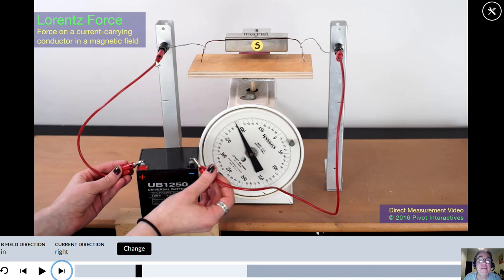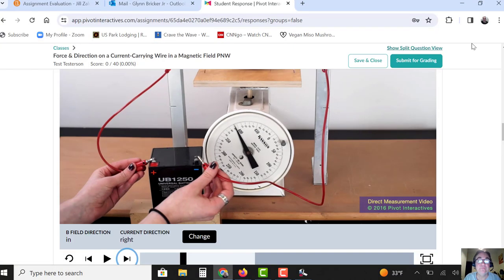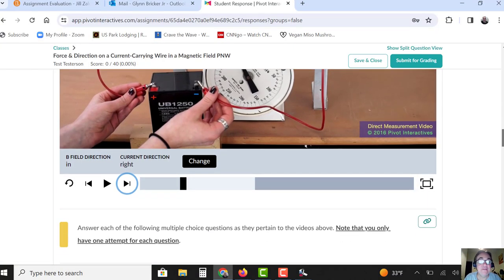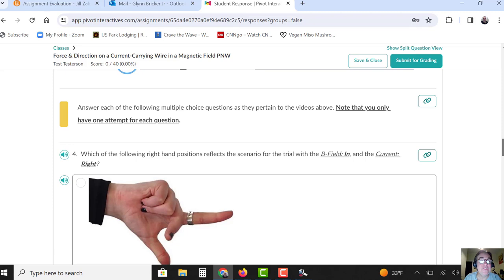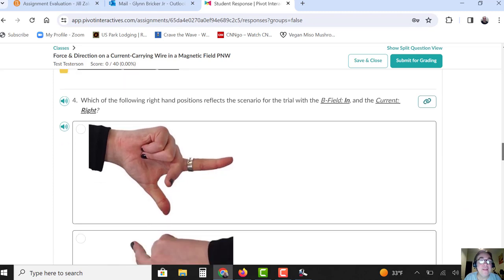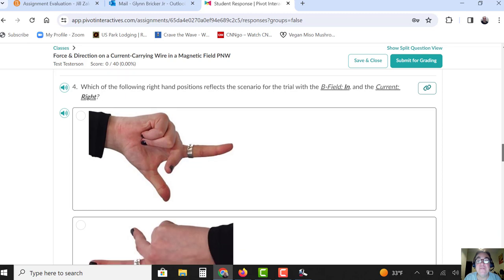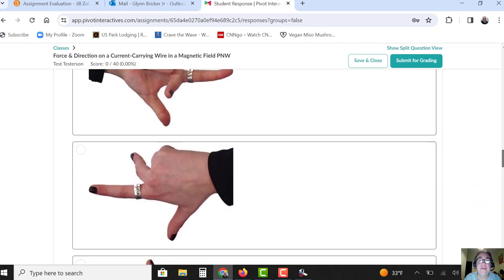We see that the current is flowing to the right. The magnetic field is into the page. Line up the fingers the way that you have to, and you can figure out the direction of the force, and the force was actually up in this one. Okay, excellent. So then you can answer each of these questions. Which of the following right-hand positions reflect the scenario of magnetic field into the page and current to the right? Okay, so, again, line these things up.